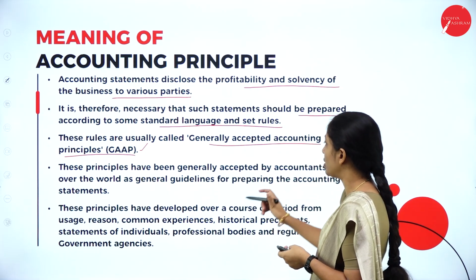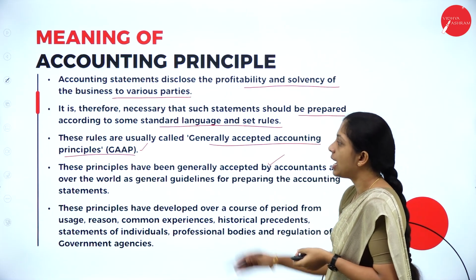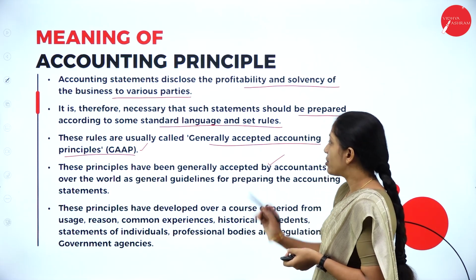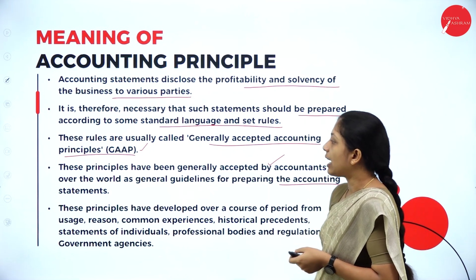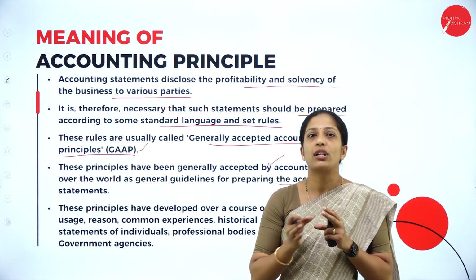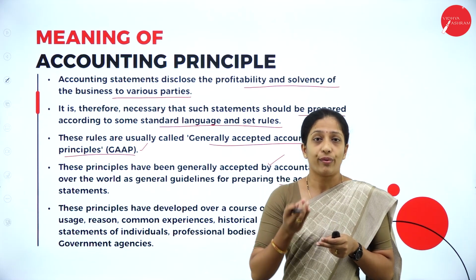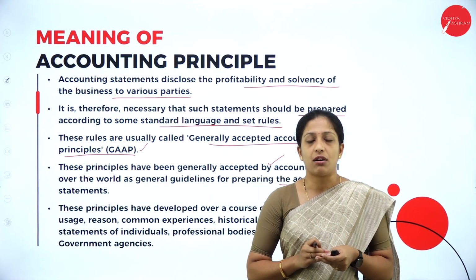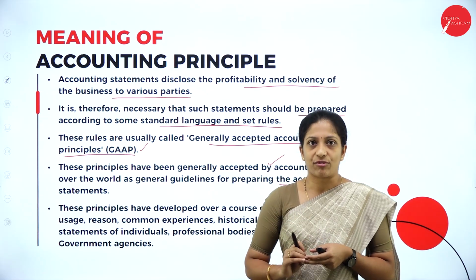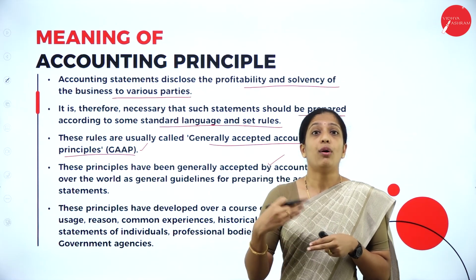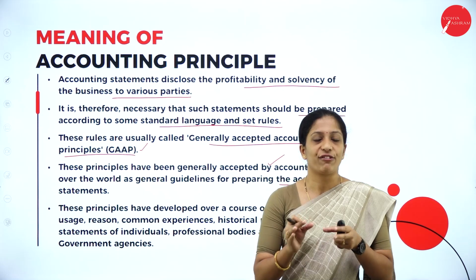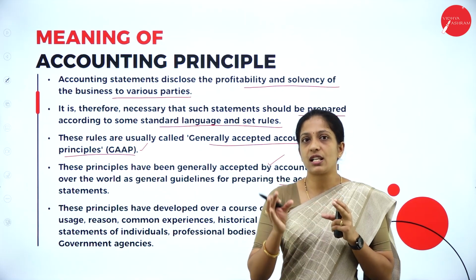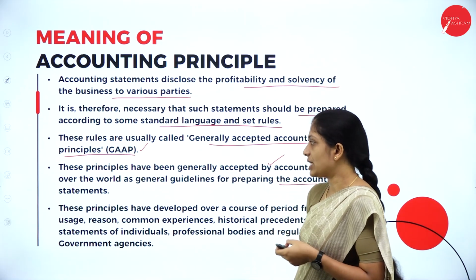These principles have been generally accepted by accountants all over the world as general guidelines for preparing the accounting statements. So, these are the general guidelines. They tell us how we have to maintain proper books of account: what transactions we have to take, when to take them, and how the adjustment has to be made for a particular transaction. All these will be given by these accounting principles.